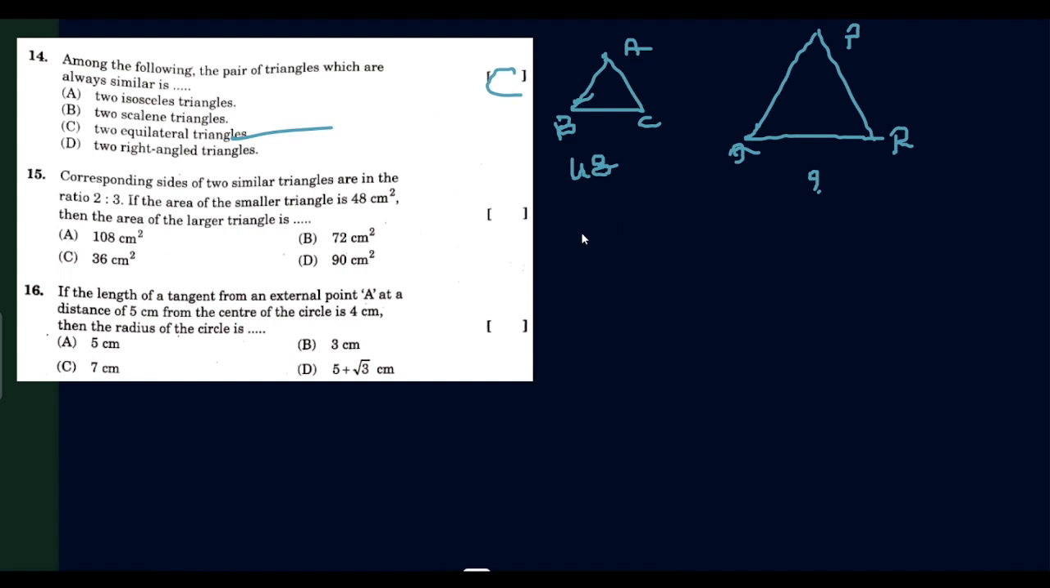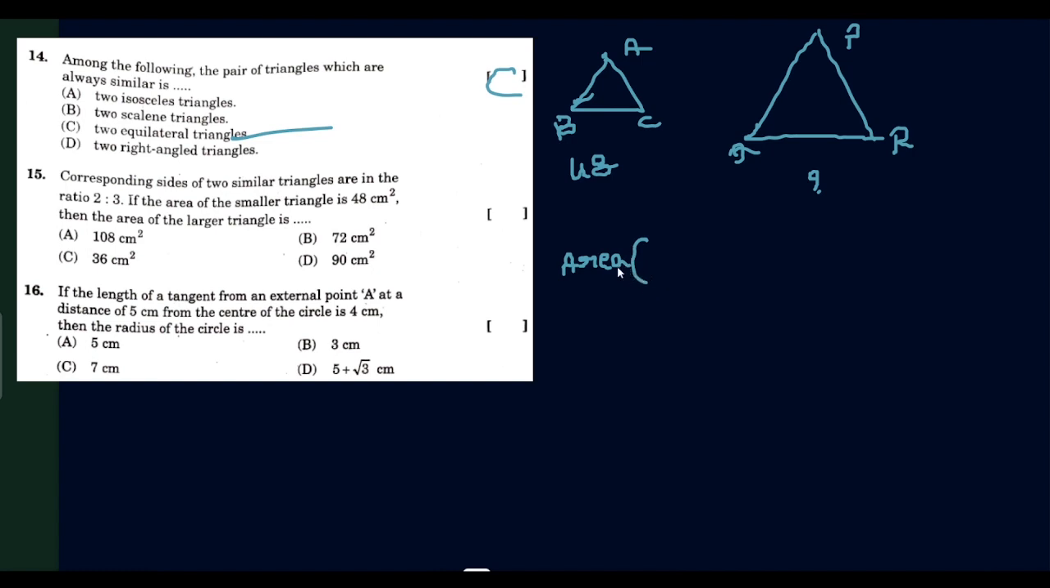Corresponding sides of two similar triangles are in the ratio 2 by 3. Okay, so what is it asking us to find? The area of the smaller triangle is 48, and we need the area of the larger triangle. For example, let's say here it is triangle ABC, and we have one more triangle, that is PQR. Now this is the smaller one, and this is the larger one, right? The smaller one's area is 48. Now he's asking us to find this area, and we have a formula that area of ABC.